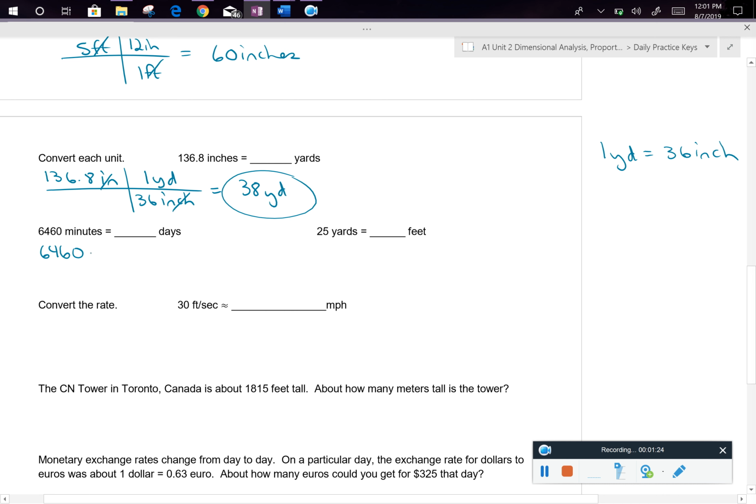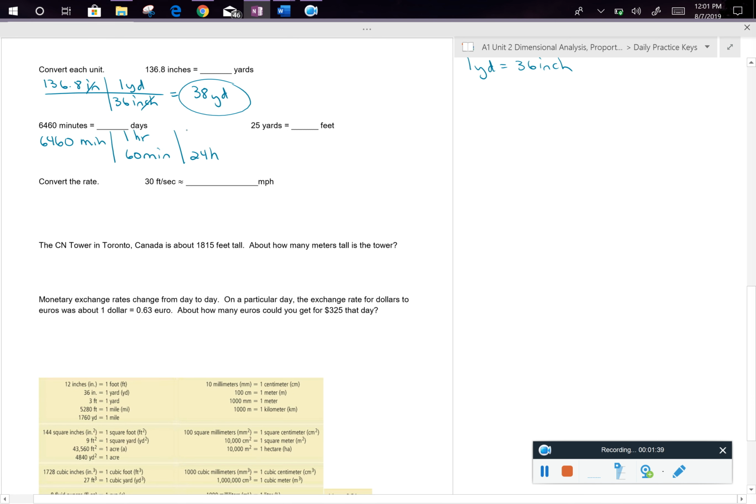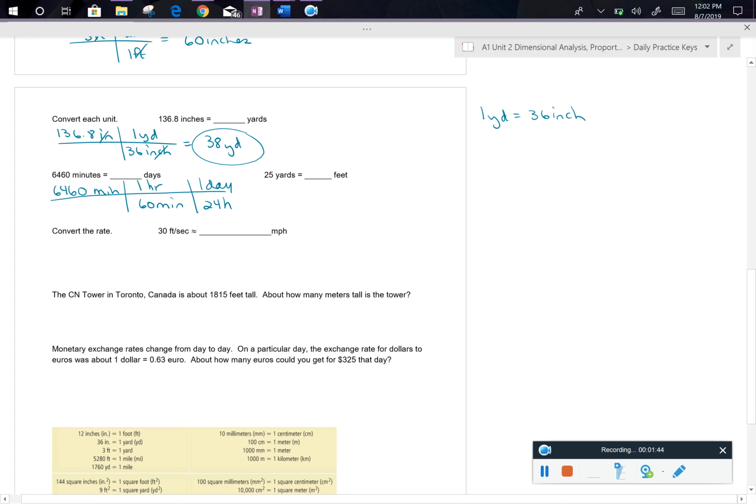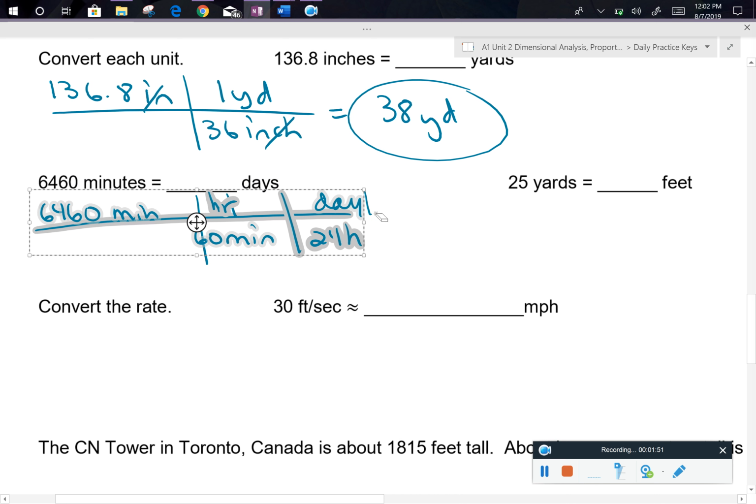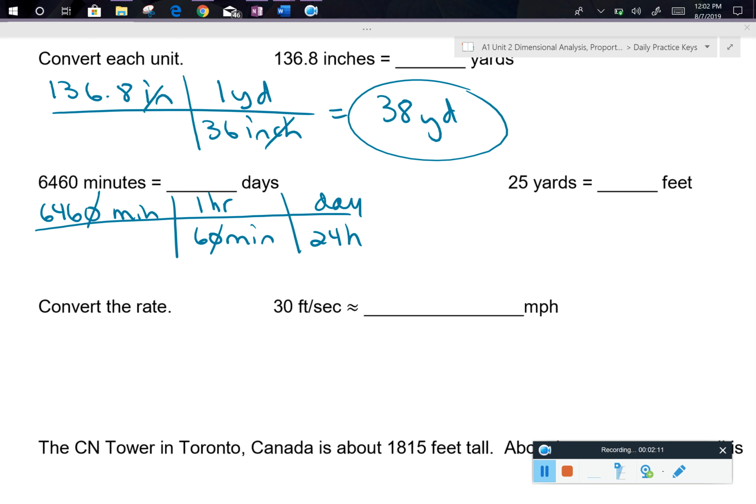For 6,460 minutes to days, we know that there are 60 minutes in 1 hour and 24 hours in 1 day. Again, we have a division problem rather than a multiplication problem because we're going from something small to something big. So in the numerator, we will have to multiply. In the denominator, we will have to multiply, but then we'll divide from there. You do have the option of reducing by a factor of 10, just to type a little bit less into your calculator. We get an approximate answer of 4.486, or approximately 4.49 days.